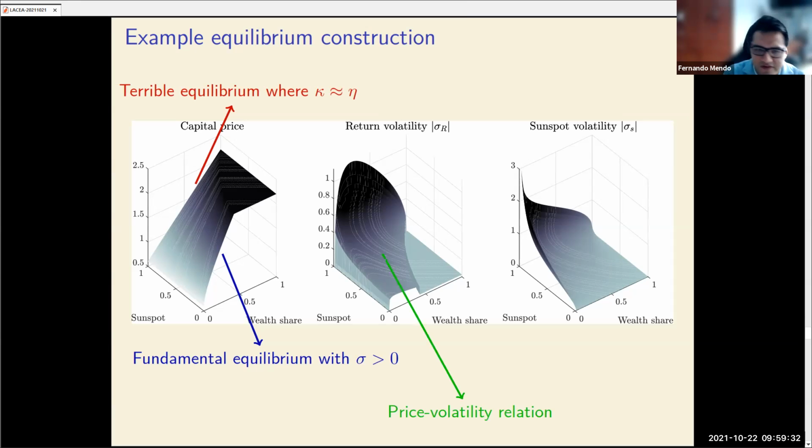So with larger S, you have larger returns, and on the right-hand side you have the sunspot volatility that justifies the equilibrium construction.